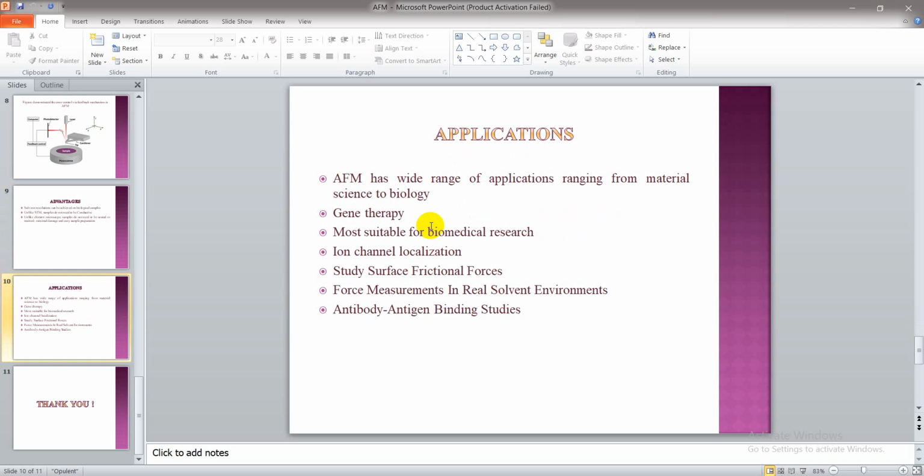So these are the advantages of AFM, and it has a wide range of applications, ranging from analyzing thin films or materials to biological samples. Then it is suitable for biomedical research or gene therapy, or you can say force measurement can be done in fluid solvent environments. Then surface frictional forces can also be analyzed with the help of this AFM, or study of antibody-antigen binding structures can also be done with the help of this AFM.